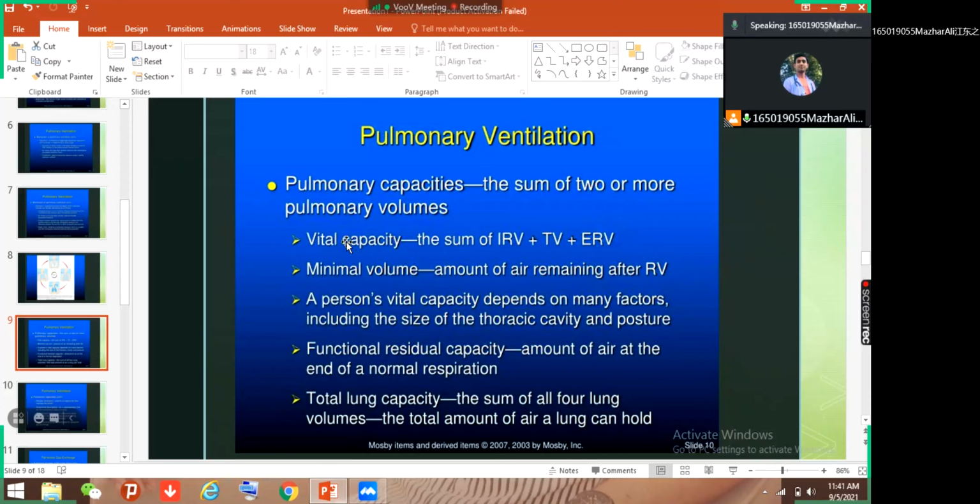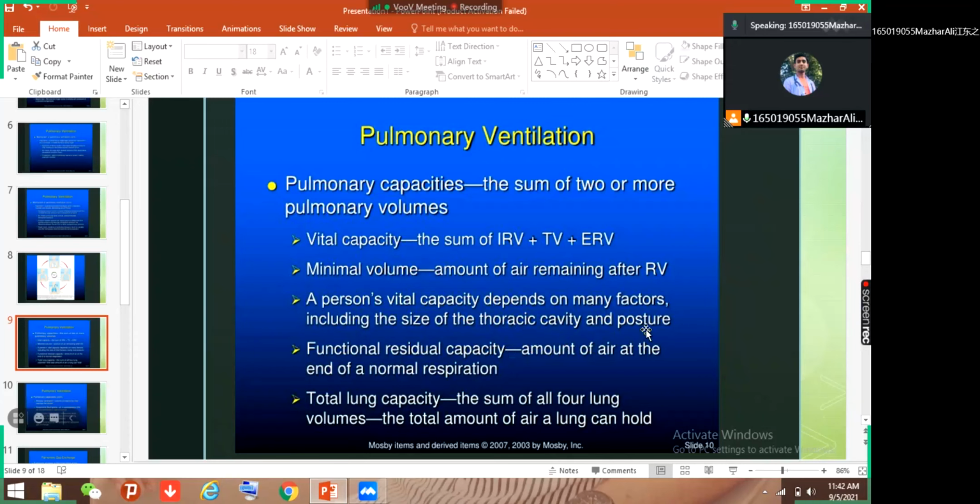So a person's vital capacity depends on many factors, including the size of the thoracic cavity and posture. When the thoracic cavity is disturbed by any pathology, like in spondylosis, ankylosing spondylitis, or scoliosis, your spine shape becomes disturbed. When spine shape becomes disturbed, it can change the size of the thoracic cavity.